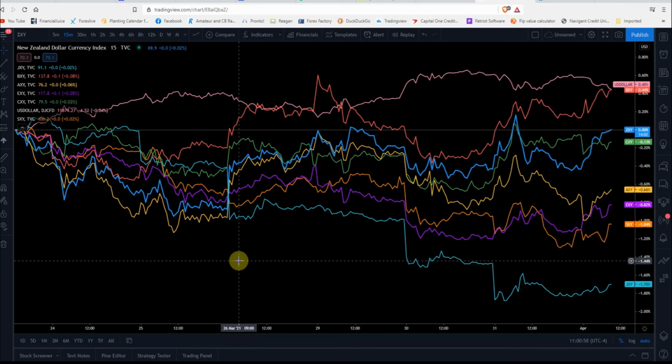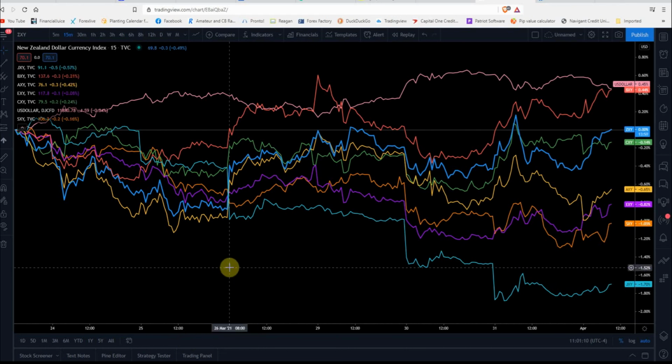But I have this subscription to TradingView that I use as a secondary to my MetaTrader. And I actually can trade on this on my live account. I can actually link, which is one of the nice features about TradingView.